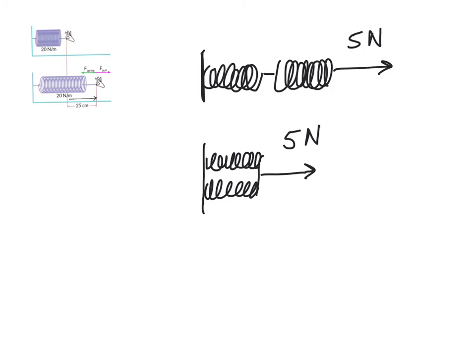Then I'm going to take 2 more, 4 altogether, and attach them to a place that can't move, and then connect them with a bar. And then now we have 2 springs in parallel. And I'm going to pull on these 2 springs in parallel with the same 5 Newton force.